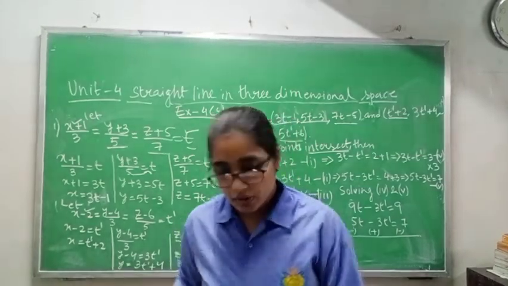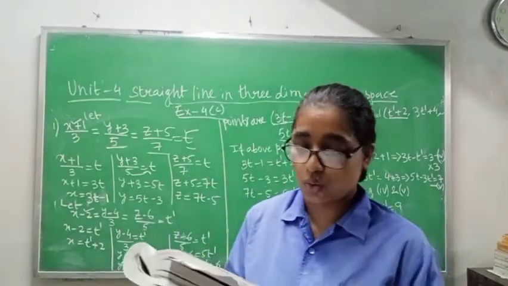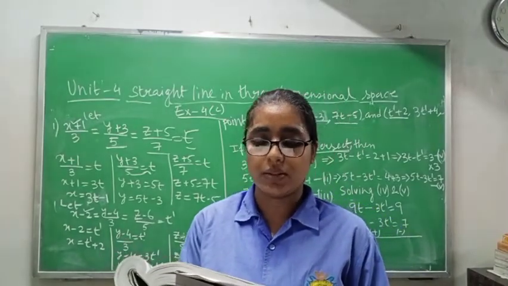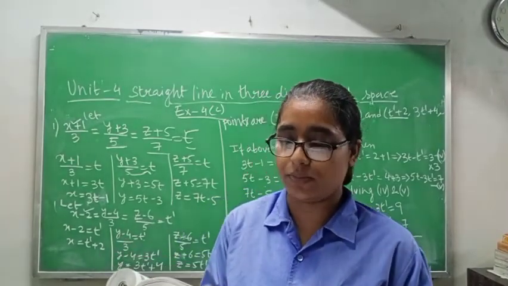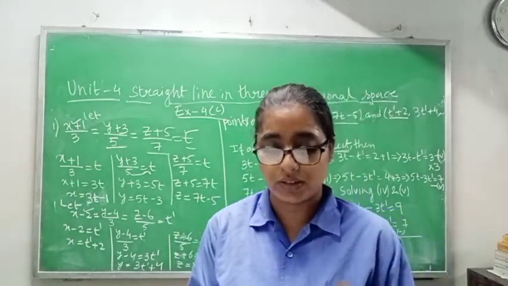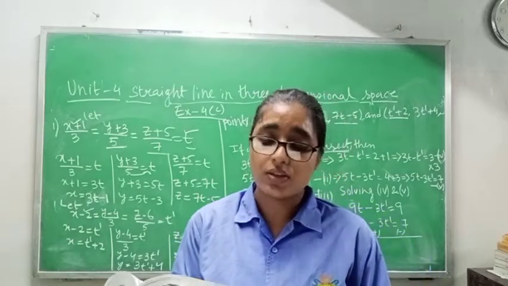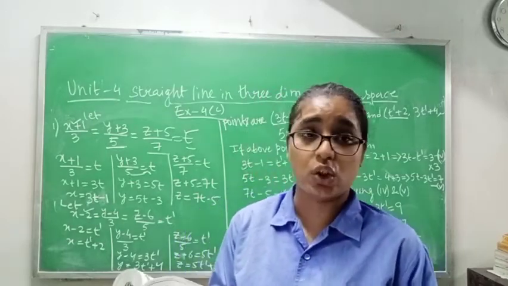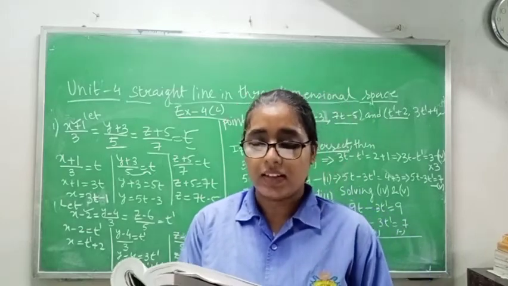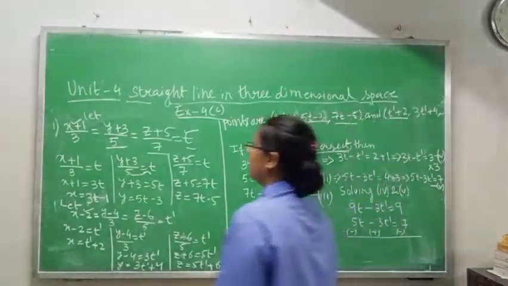Okay, so open your book, exercise 4C, and see question number 1. Show that the lines (x+1)/3 = (y+3)/5 = (z+5)/7 and x-2 = (y-4)/3 = (z-6)/5 intersect. First, we have to find whether these two lines are intersecting or not, and after that we have to find their point of intersection. Now, how will we do this?